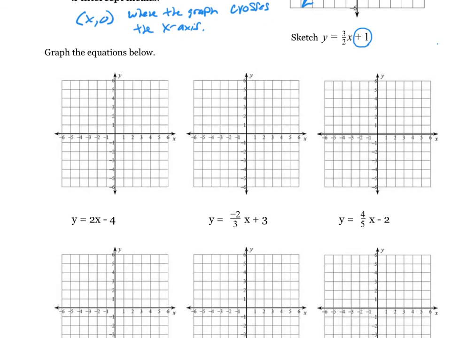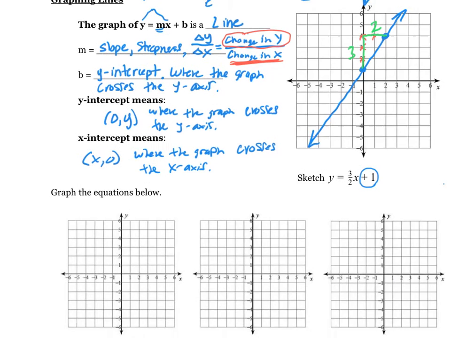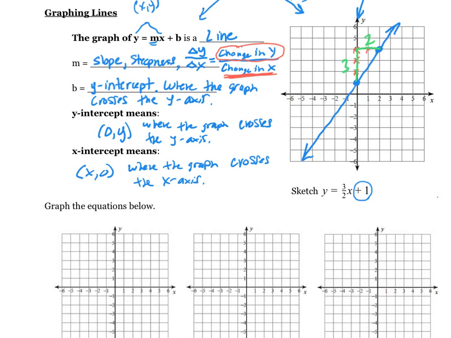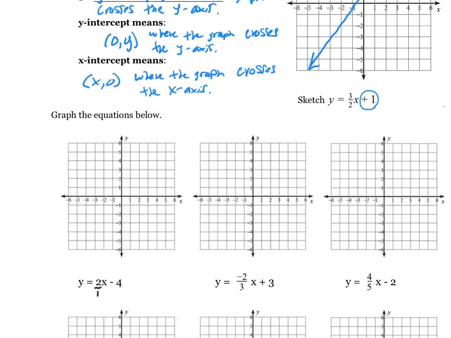Let's try some examples below. Now, our first example on the left is y equals 2x minus 4. The first thing I would do when I'm looking at this equation is I would make the slope, or the number next to x, a fraction. Because if you remember from above, I need to know how far to go in the y direction and how far to go in the x direction by looking at that fraction.